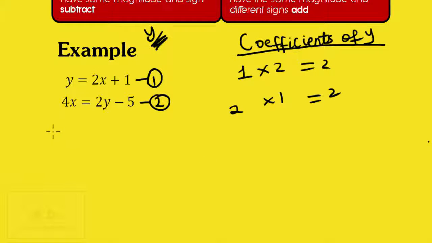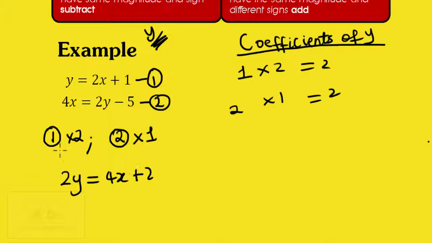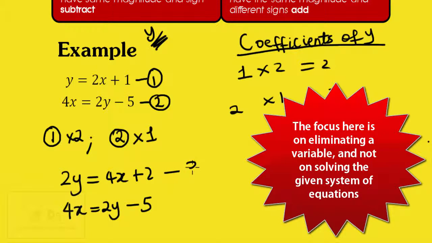As you can see, we multiply equation 1 by 2, because the coefficient of y in equation 1 was multiplied by 2. The coefficient of y in equation 2, which is 2, was multiplied by 1, so we multiply equation 2 by 1. Doing that, you get 2y equals 4x plus 2 from equation 1, and from multiplying equation 2 through by 1, we get 4x equals 2y minus 5. This is equation 3, and this is equation 4.